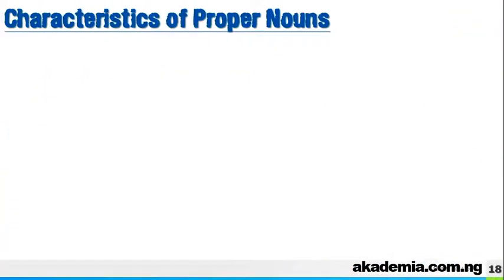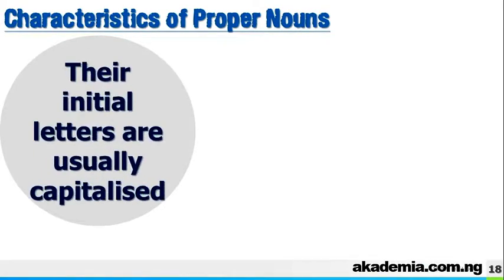Let's look at the characteristics of proper nouns. The first thing you need to note about proper nouns is that their initial letters are usually capitalized, whether it's a one-word proper noun or a two-word proper noun or a three-word proper noun. The first letters of each of the words are usually capitalized. We can say you write that in title case.